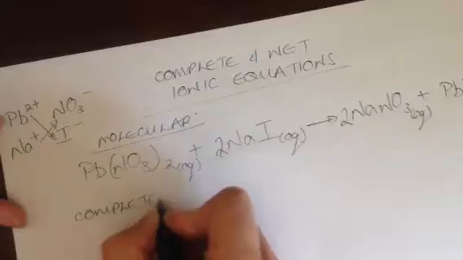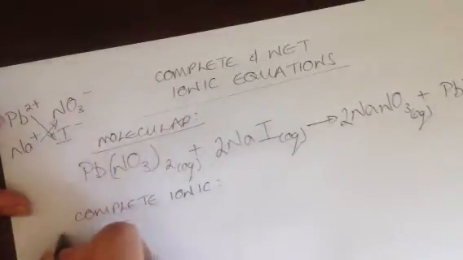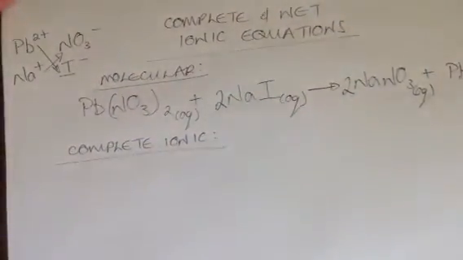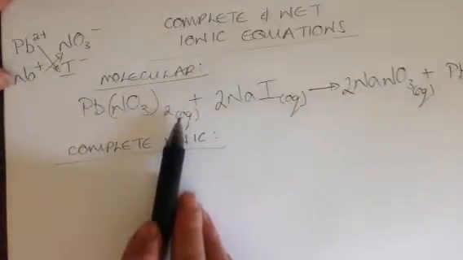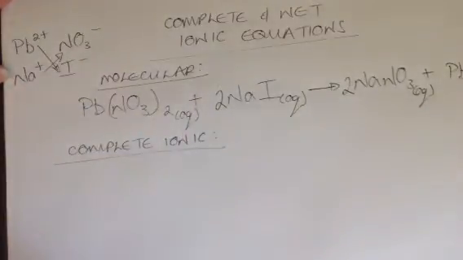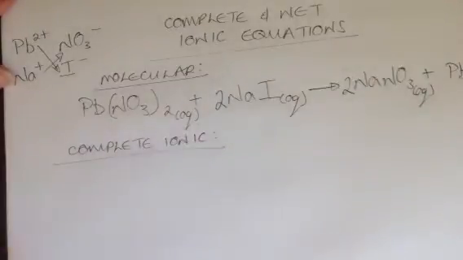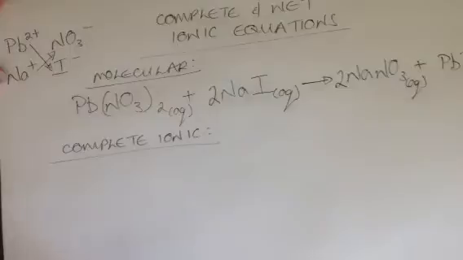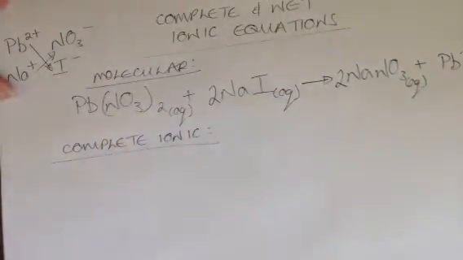The complete ionic equation involves splitting strong electrolytes into ions. So for now, in Chemistry 1405, you can assume that if it's an aq, it's a strong electrolyte. There are some weak acids that don't completely split into ions in solution, but for now, you don't need to worry about that. If you see an aq, you can assume that it is a strong electrolyte. So let's go ahead and split those aqueous solutions into ions.